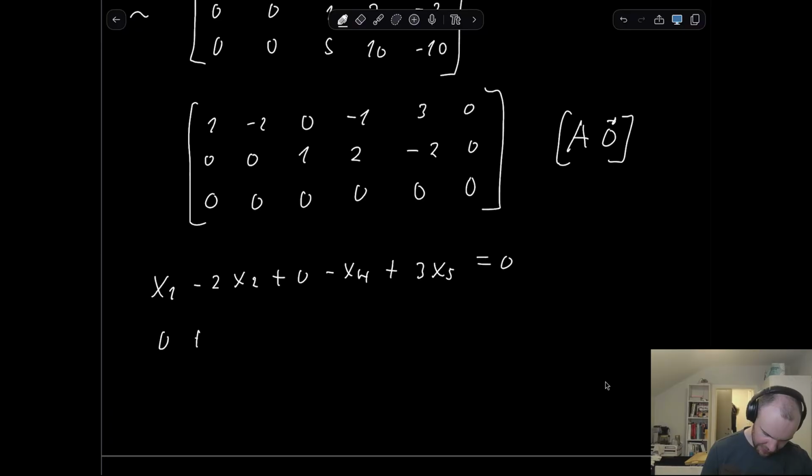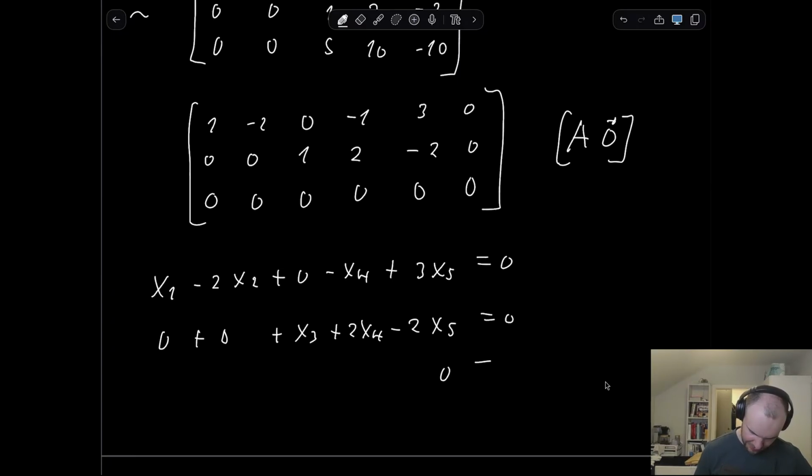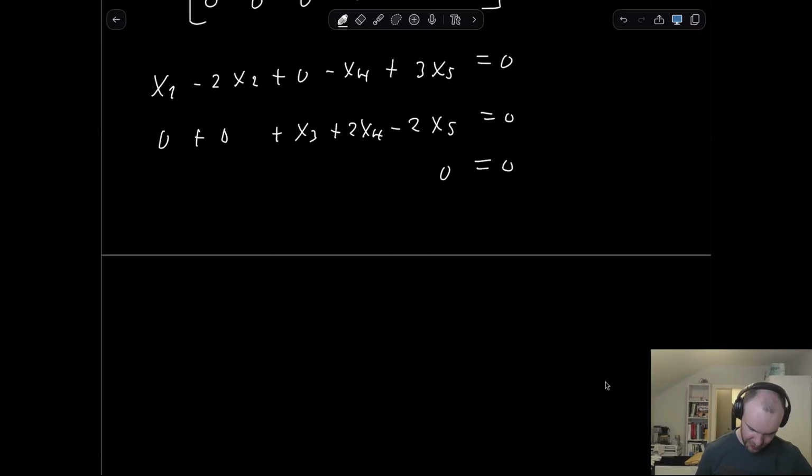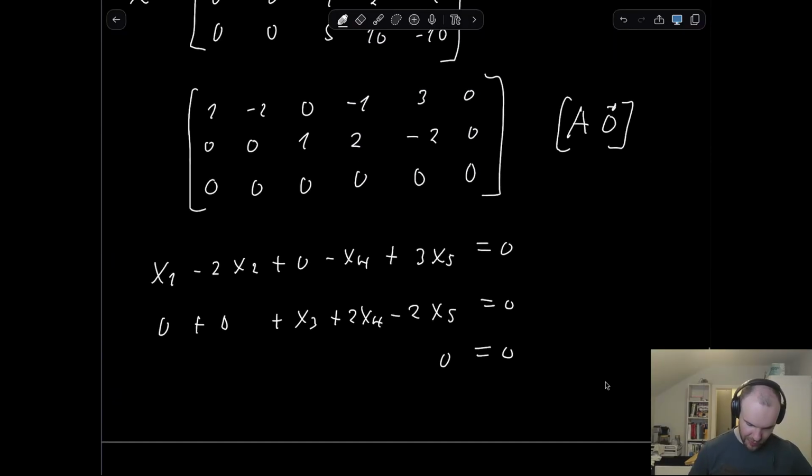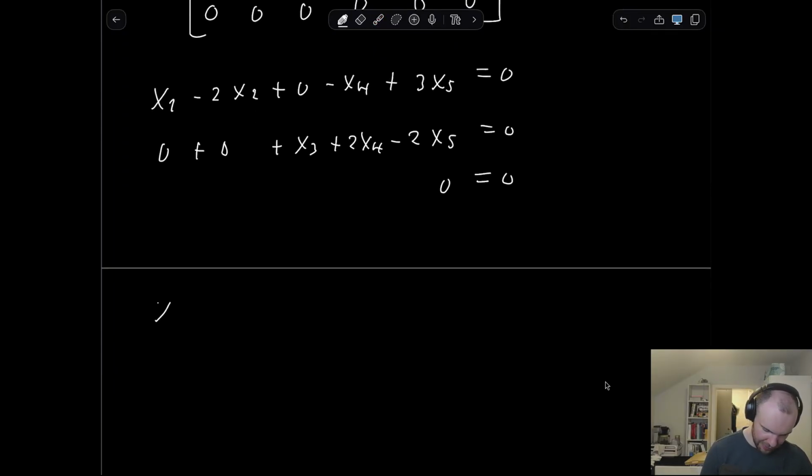Then we have 0 plus 0 plus, of course, x3. Then we have plus 2x4, and then minus 2x5, and that's equal to 0. And the last one is that 0 is equal to 0. Now you can very clearly see that only these two are pivots, and of course the rest here are free variables. But that will be even more clear soon.